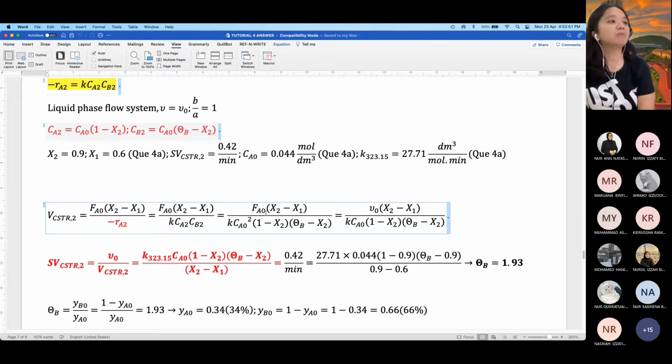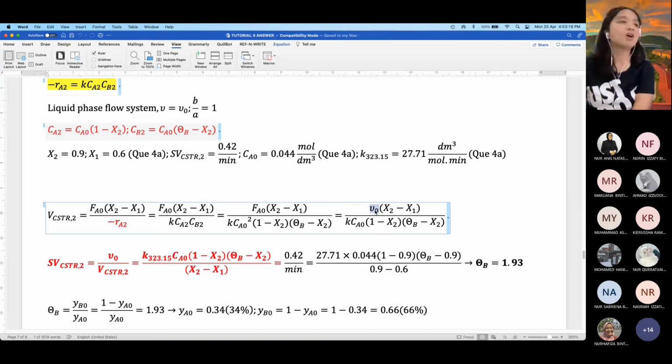Okay, so dalam equation ni kamu tengok we don't have volumetric flow rate. So macam mana kita nak rearrange kalau kita tak ada volumetric flow rate? That's why we learn, okay, FA0, one FA0 at the top. If you divide with one CA0 at the bottom, you get initial volumetric flow rate. Sebab tu sekarang saya bahagi satu FA0 di atas, satu CA0 di bawah, saya dapat epsilon naught. So sekarang saya dah ada epsilon naught.